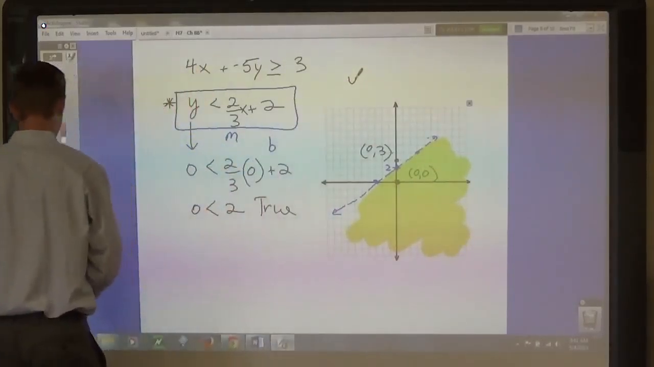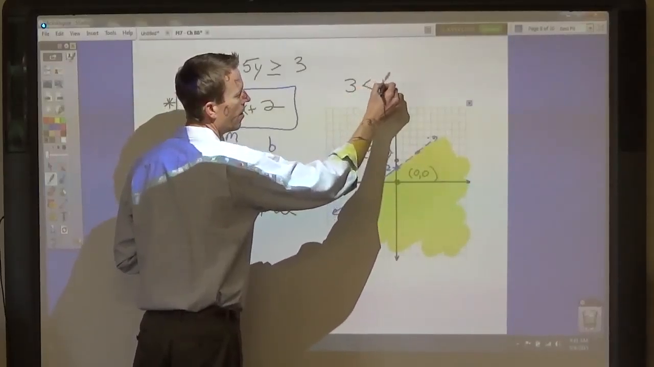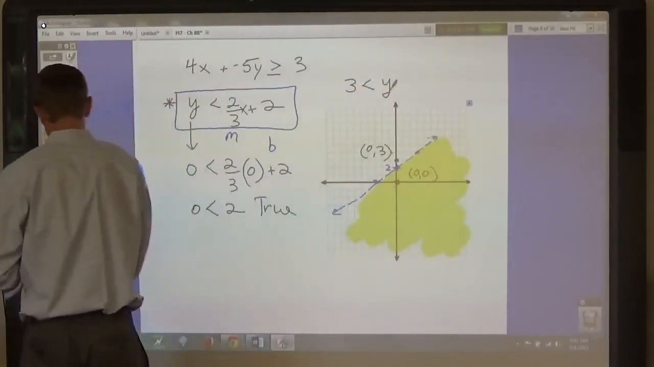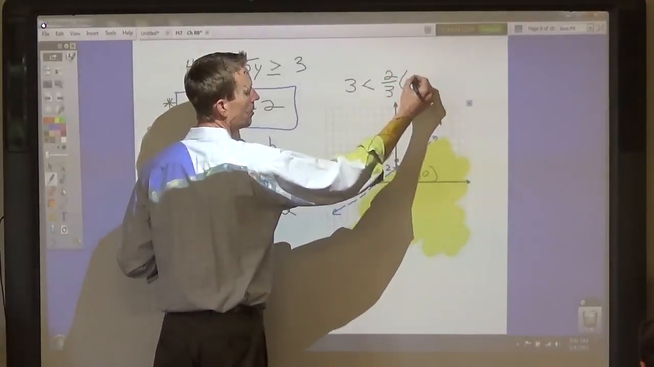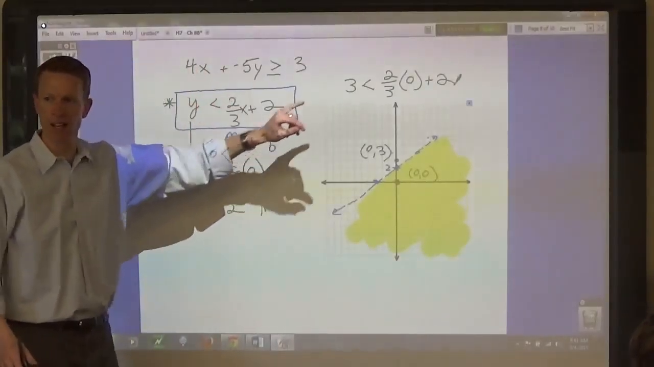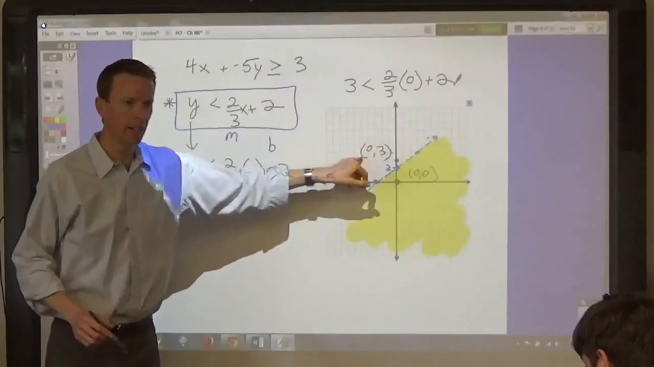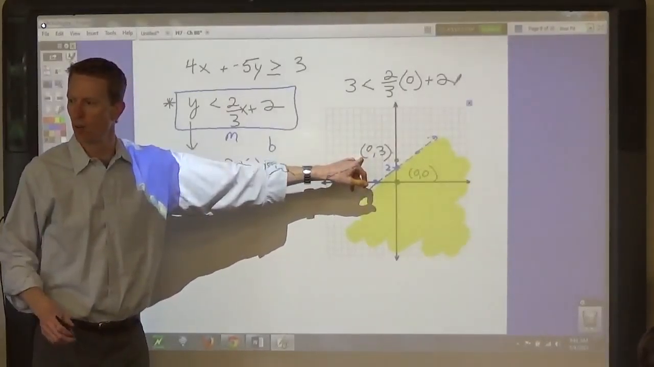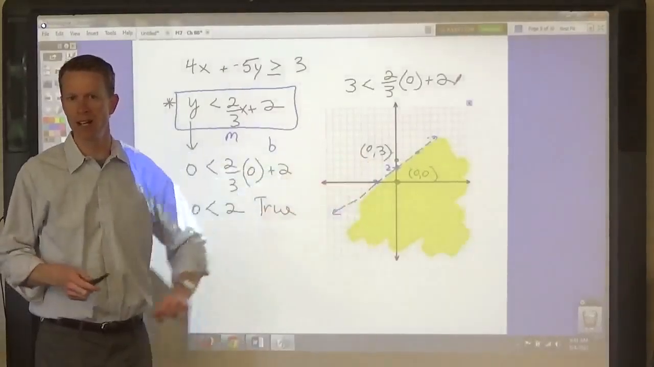Y is 3. So 3 is less than 2/3, sorry, times 0 plus 2. When we simplify this, that was the original equation. When we put this point in to check it, what do we get? What is the simplified equation?